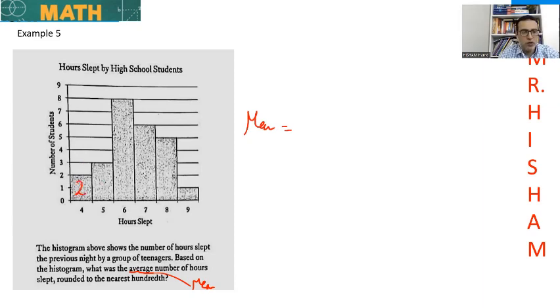So I have here 2, I have here 3, 8, 6, 5, and 1. So you may write 9 by 1 is 9, 8 by 5 is 40, 7 by 6 is 42. Of course, you can use a calculator. 6 by 8 is 48, 5 by 3 is 15, 4 by 2 is 8. Then all you have to do is add the above numbers.